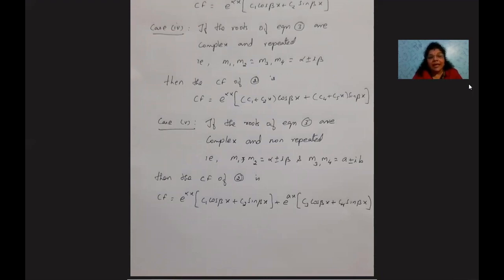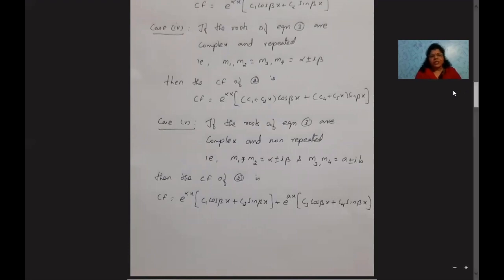The first case 3, what we have seen, complex, only two roots. Case 4, what we have seen, complex but repeated twice. Now the next case, case 5, we are going to see it is complex but non-repeated. Means m1 and m2 are two different complex roots, and m3 and m4 are another two different complex roots.